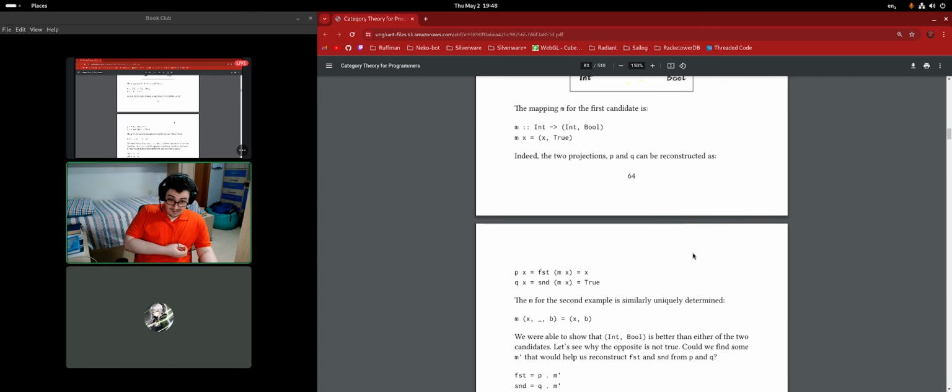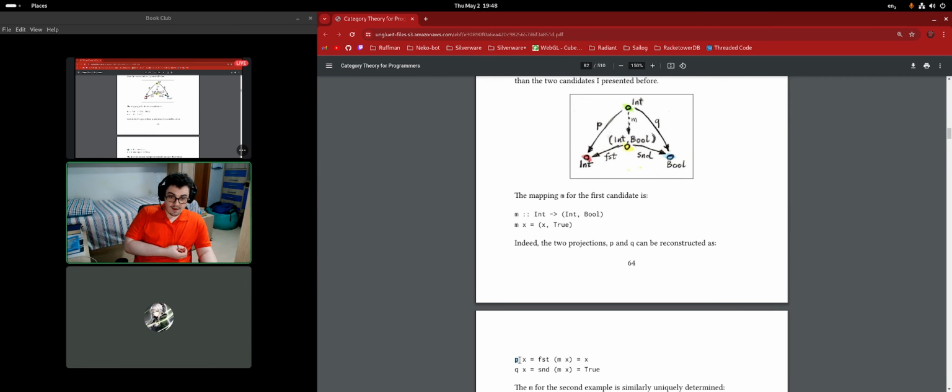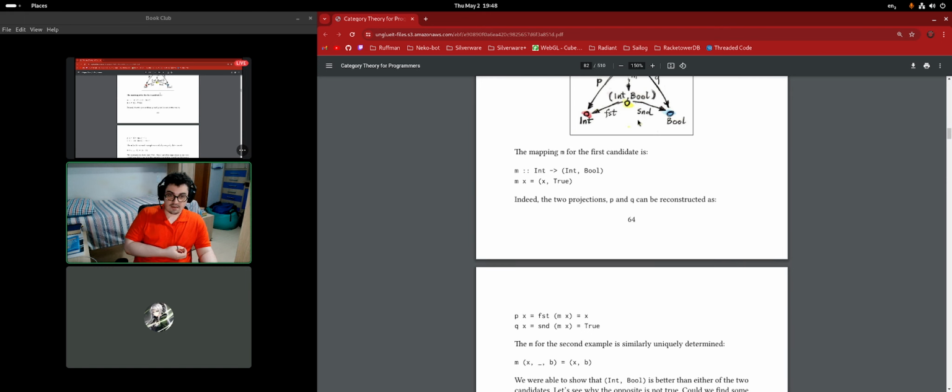And we go through that, right? Because then we rewrite P and Q, which are the outer ones, using first and second with M, using this M.